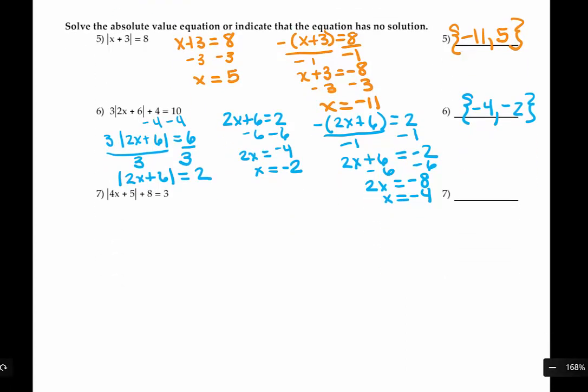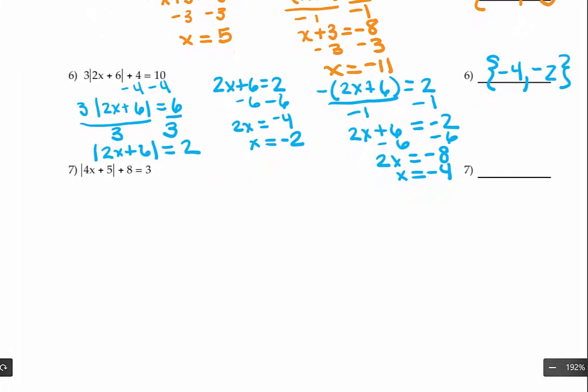Let's look at this last one here. Number 7. Isolate my absolute value here. I'm going to subtract 8 from both sides. 4x plus 5, the absolute value of that is then equal to negative 5.